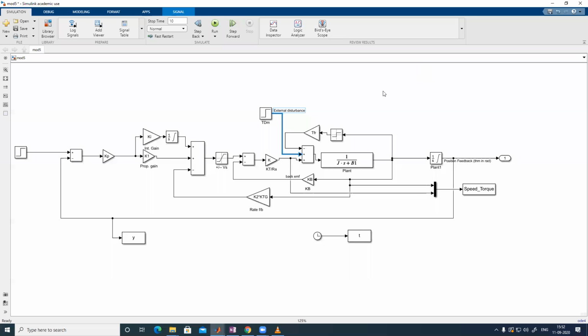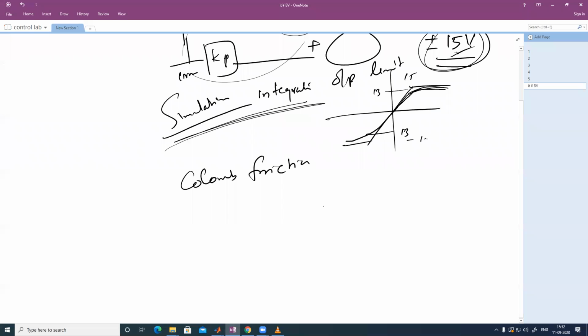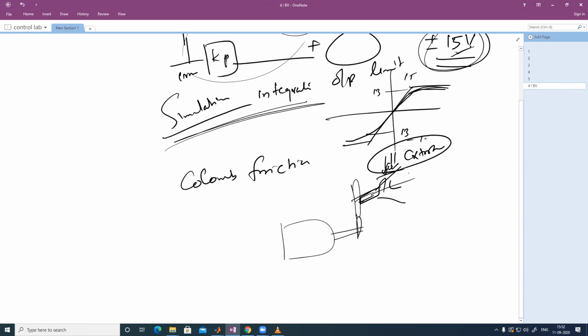External disturbance is something that is acting on the load side. If you have a motor like this, the motor is driving some load, like that engine gimbal, so the wind load is coming here. That is acting as an external load. That extra load is acting on the load side.